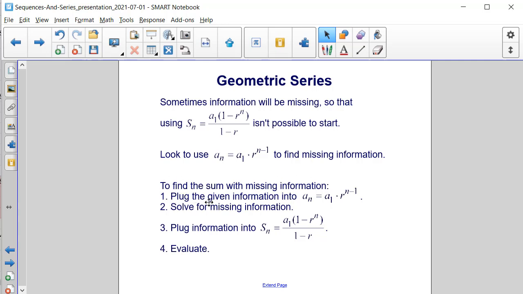So plug in the given information into the formula used for a geometric sequence, solve for the missing information, whether it's the first term or the rate at which the sequence is changing, and then plug that information into the sum formula and evaluate. That's how you'll find out the value of a geometric series.